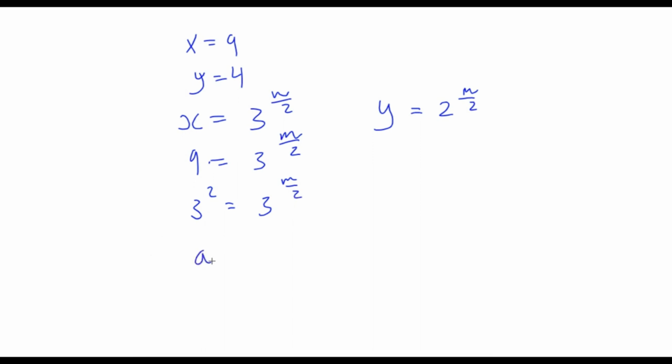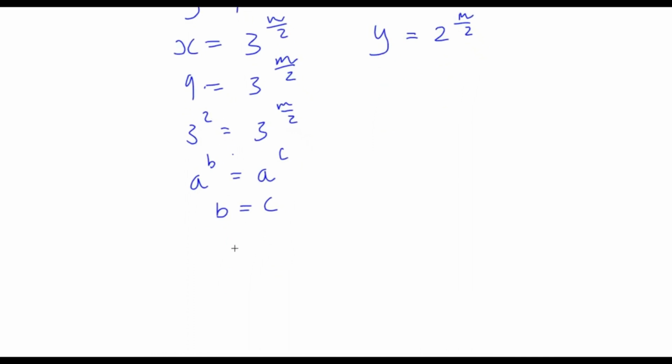Now, if we have something in the form a to the power of b is equal to a to the power of c, this means that b is equal to c. So in this case, we can think of a as 3, b as 2, and c as m over 2. Because we have the same base on both sides, this means that the exponents are equal to each other, meaning 2 is equal to m over 2. Now to solve this, I simply have to multiply both sides by 2. These two cancel out. 2 times 2 is 4, so I'd be left with 4 is equal to m.